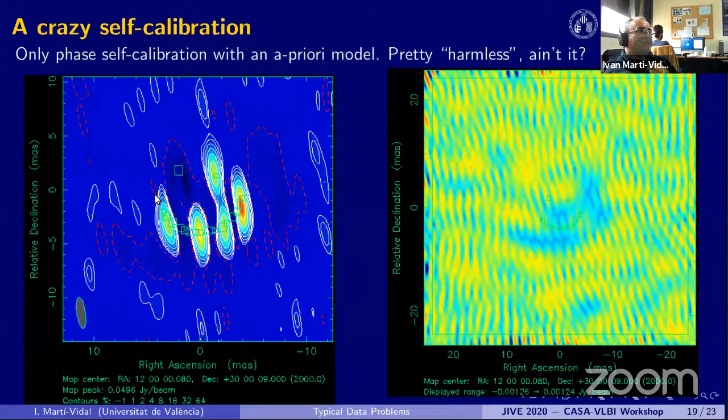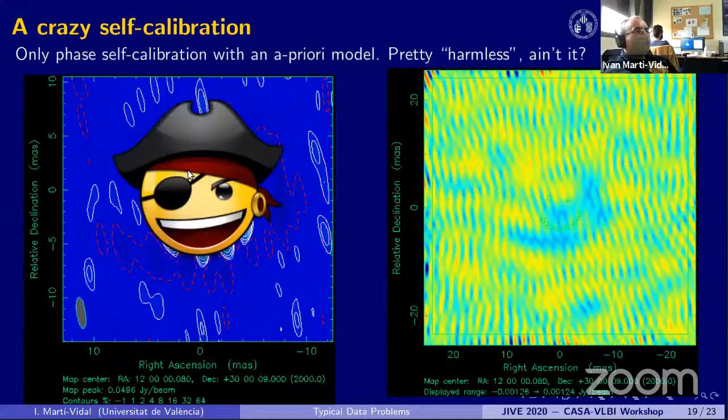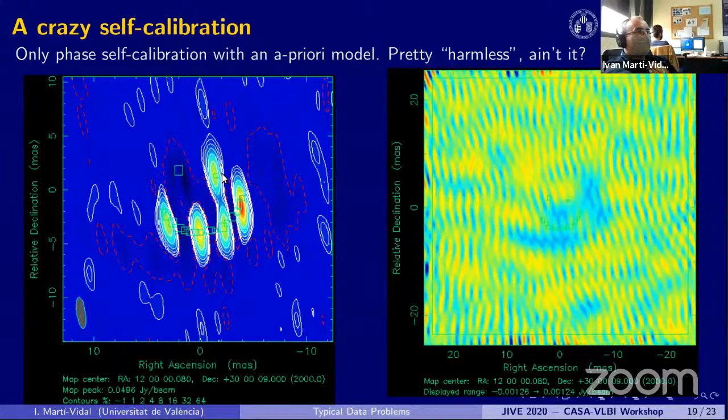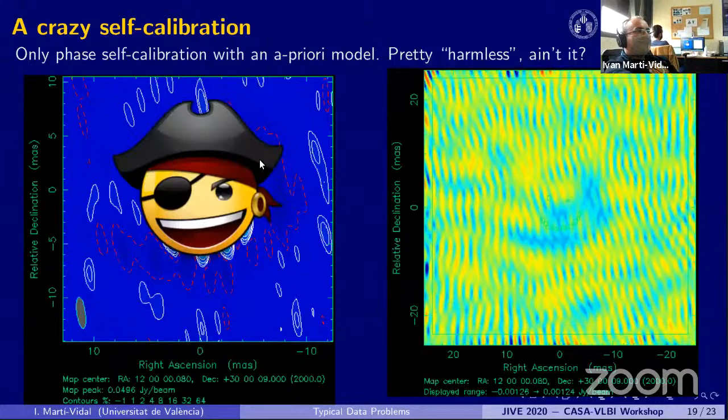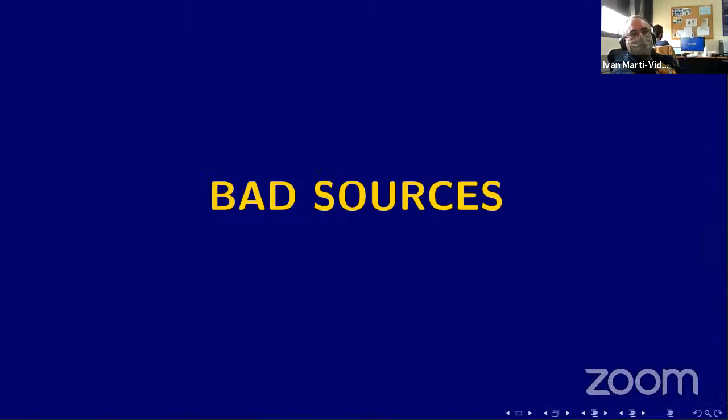And actually, what I was trying to recover was a pirate. You see here the smile and the eye and the other eye here. So you can recover a pirate just from pure noise, just using self-calibration. That's what I mean when I say that great power comes with great responsibility. We have to use self-calibration with a lot of caution.